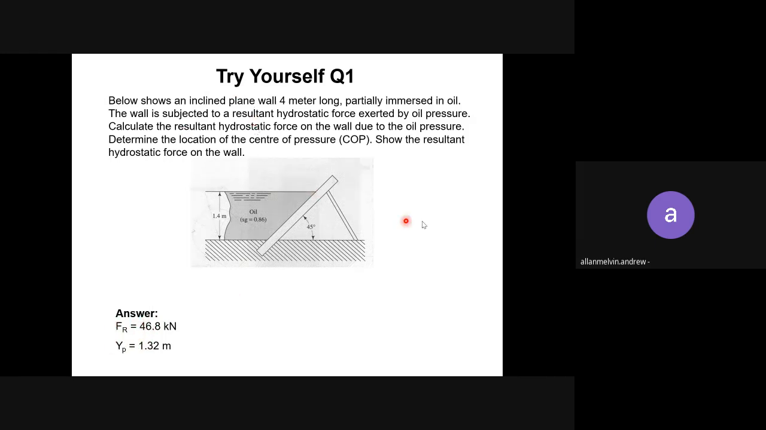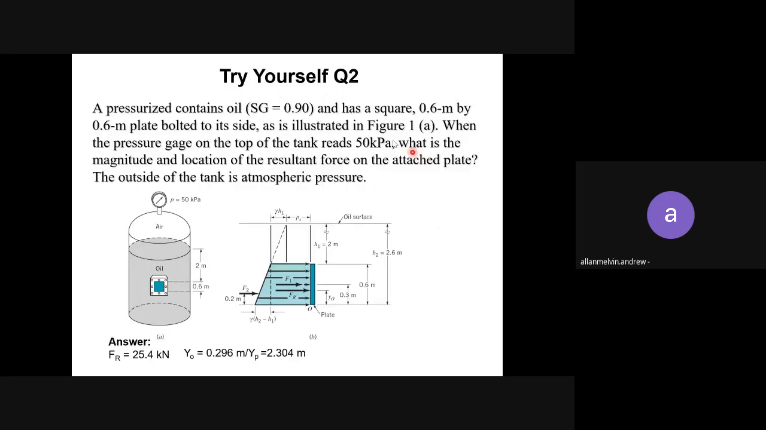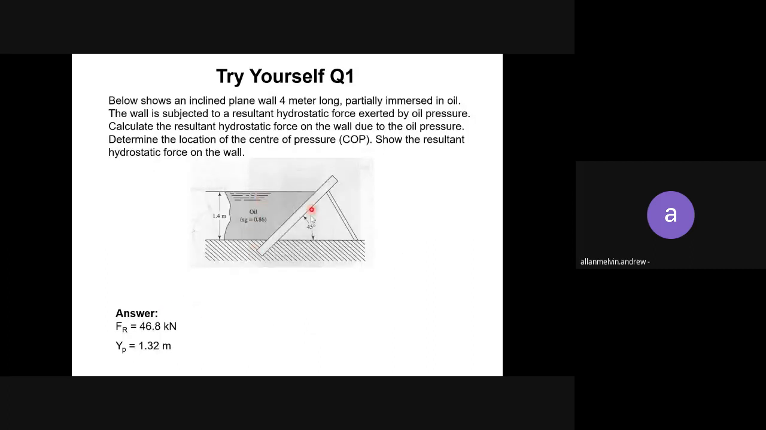So try, I think I have 2 questions. Try yourself question 1 and try yourself question 2. So you can see here there are different densities. It is no more water. So here also no more water. So it is given a specific gravity. So you need to know how to find from specific gravity or specific weight in order to get the answer.